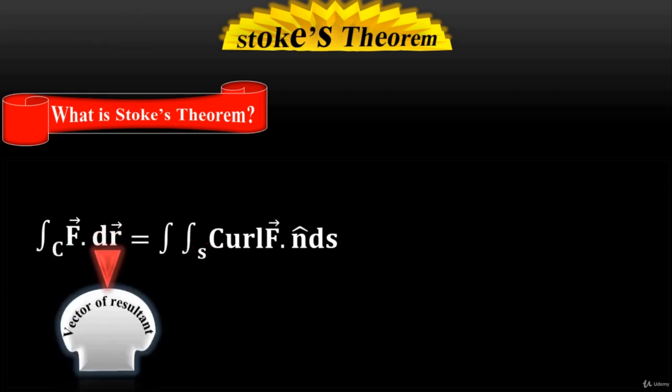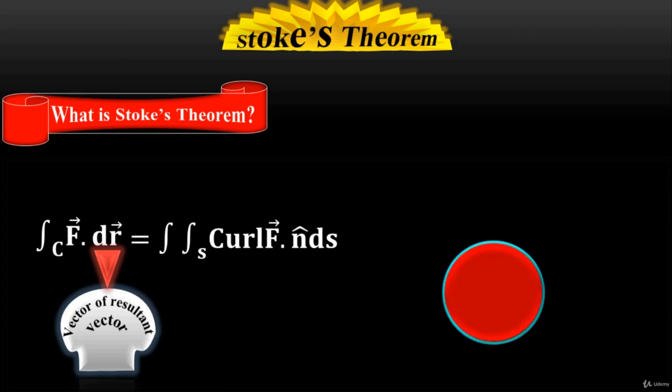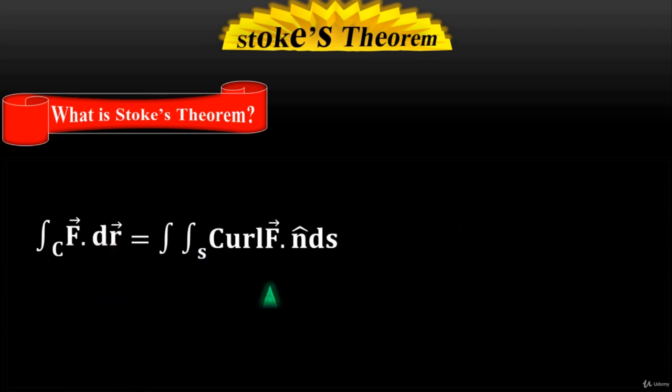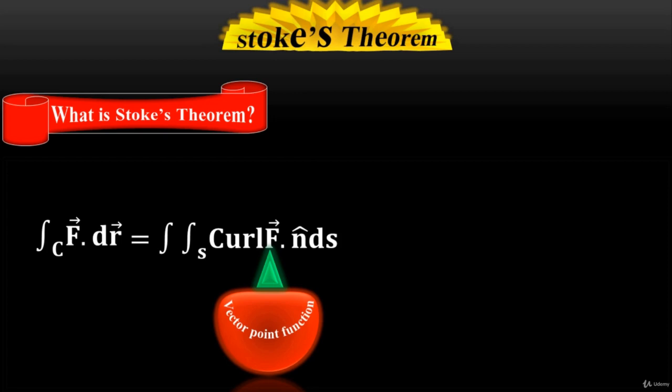dr is actually the resultant vector. Look at the object. It is actually the tangential vector of the resultant vectors on the curve of a body. At the right side, F is actually the vector point function. It's a vector in 3 dimensions.